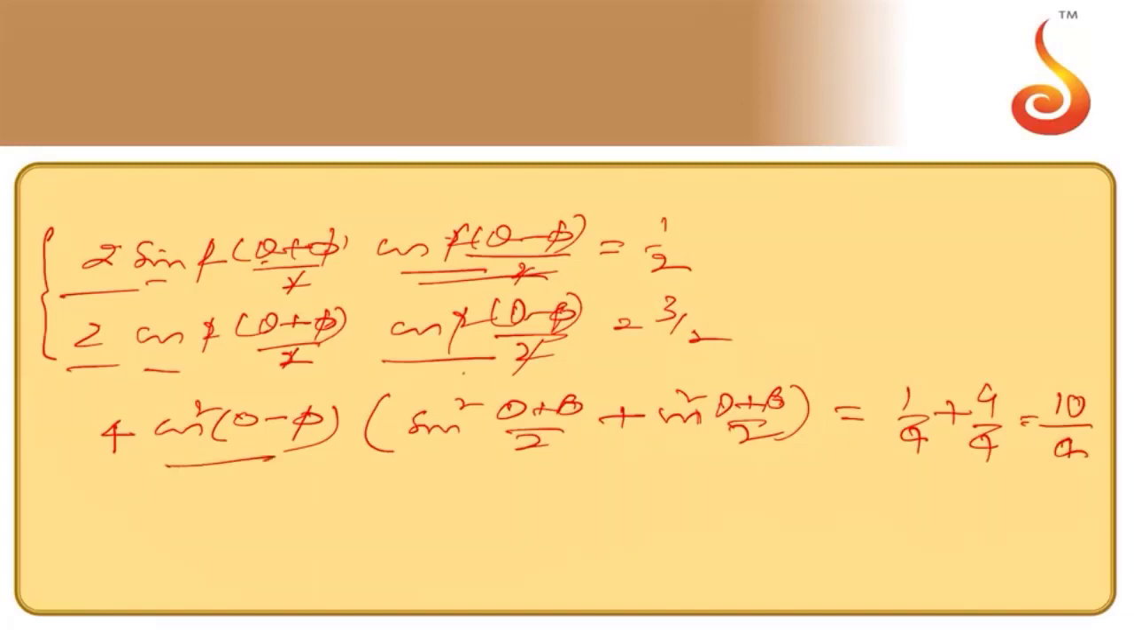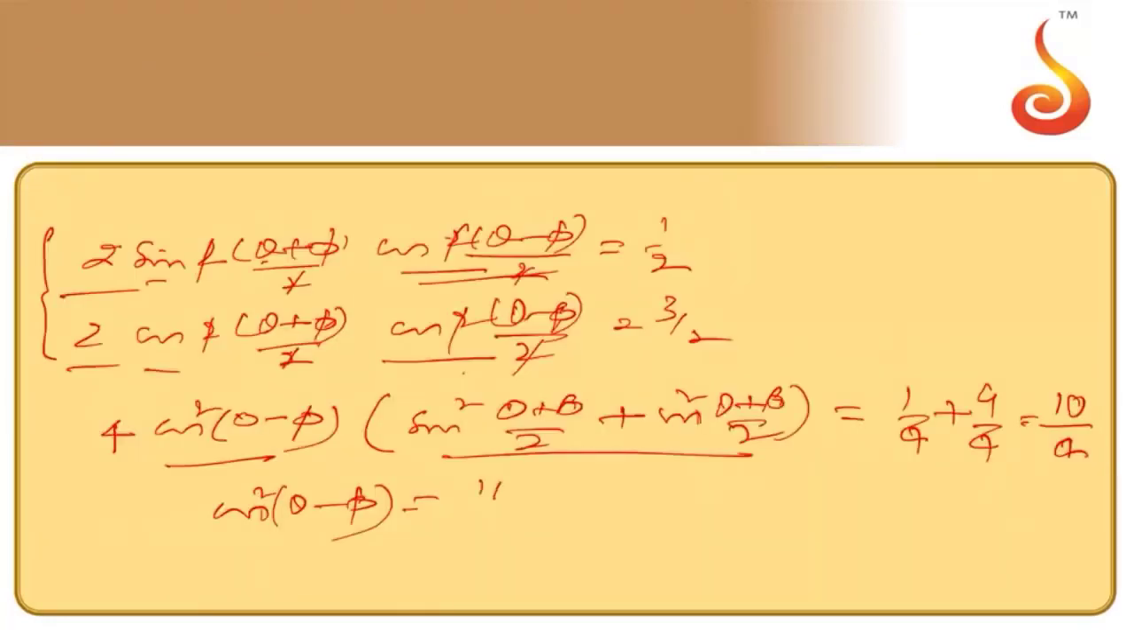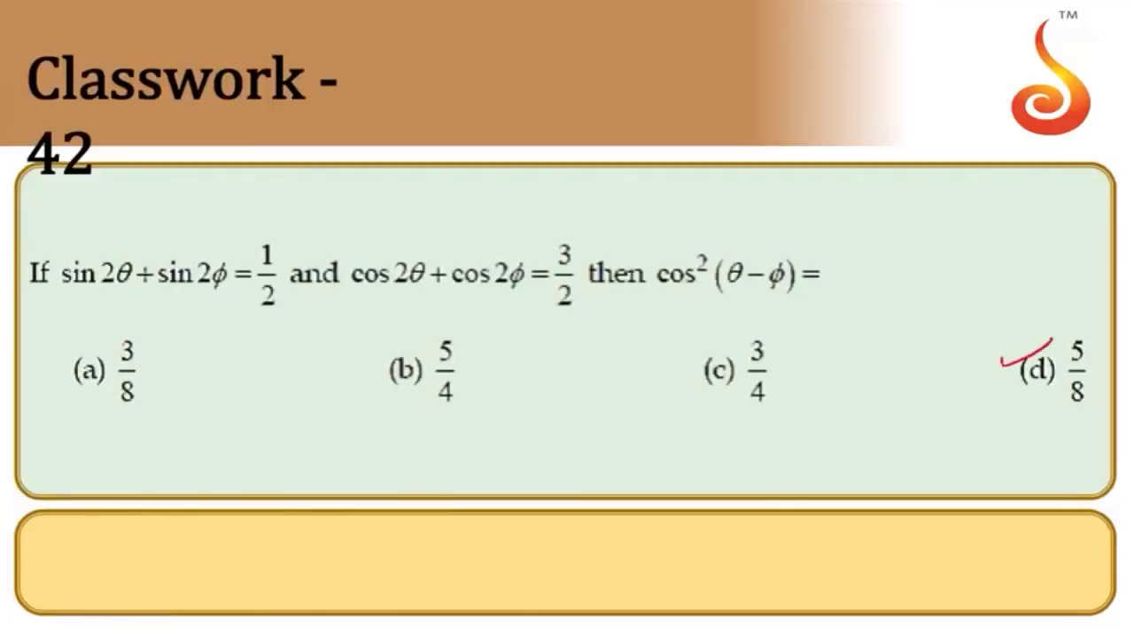Simplifying this one, this is 1, therefore cos square (theta minus phi) by 2 happens to be the value 10 divided by 16. Get it? So this value is 10 divided by 16, and that is 5 times 2, 8 times 2. So 5 by 8 is the required answer. D.